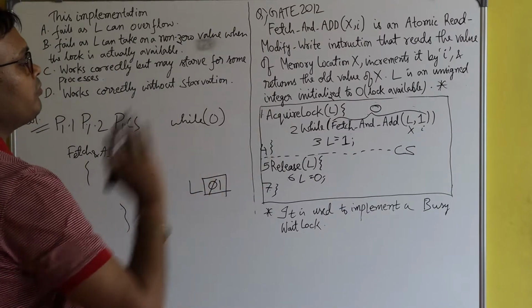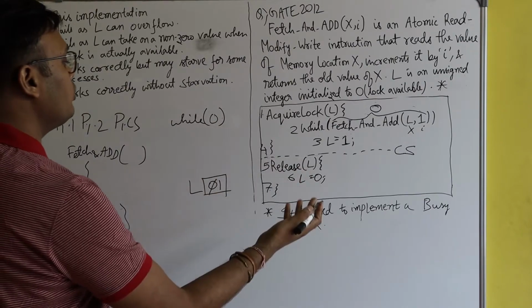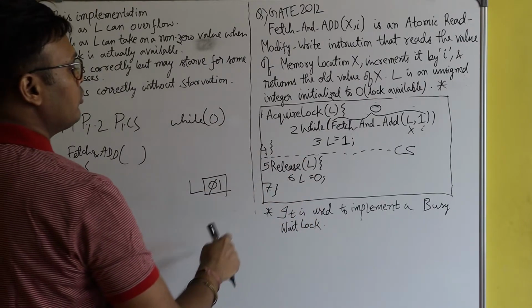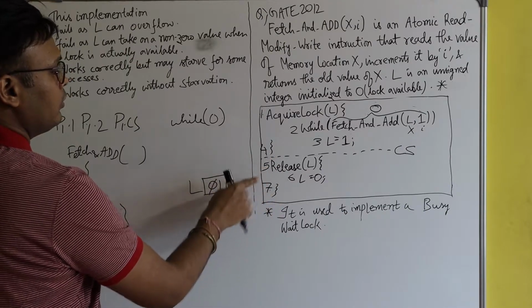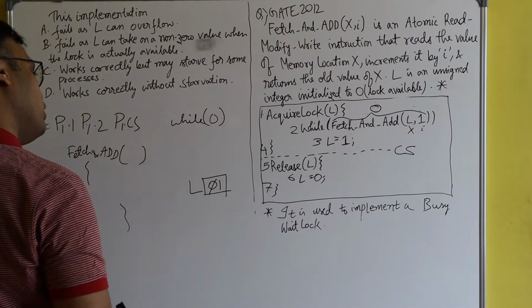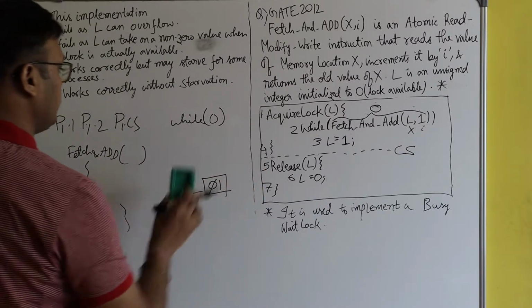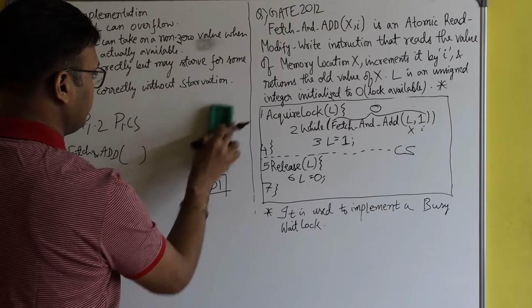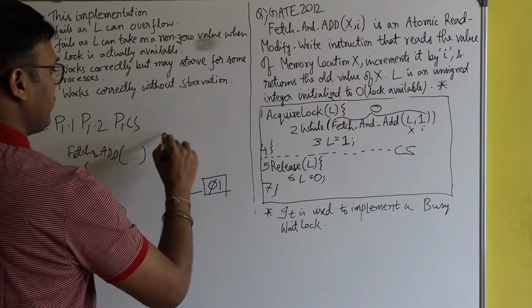Suppose P1 has finished its task in the critical section. So now P1 wants to come out from the critical section. For this, P1 will execute this exit section code, 5, 6, 7. So now P1 executes line number 5.